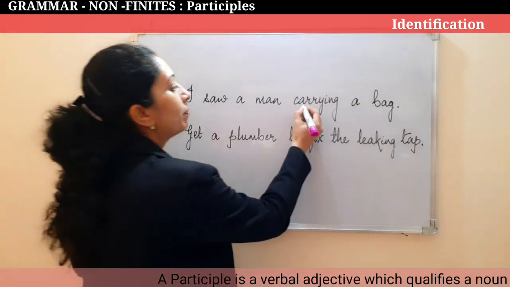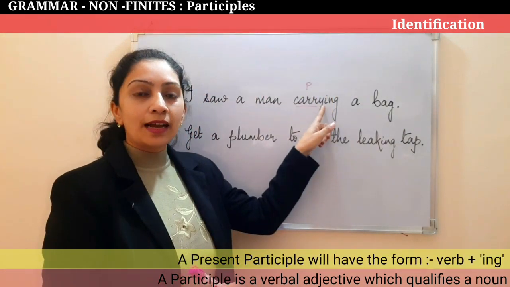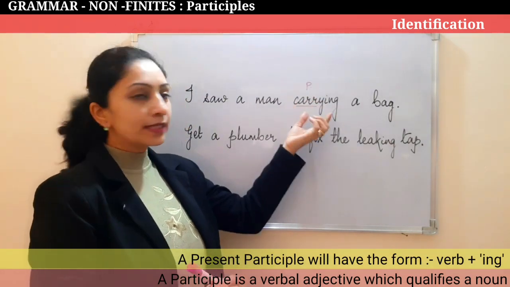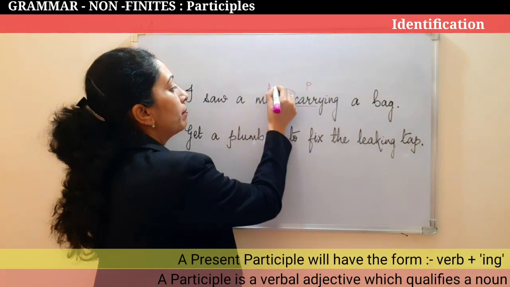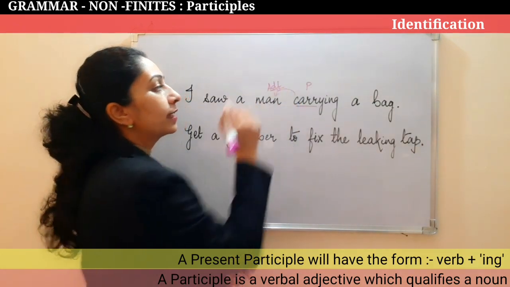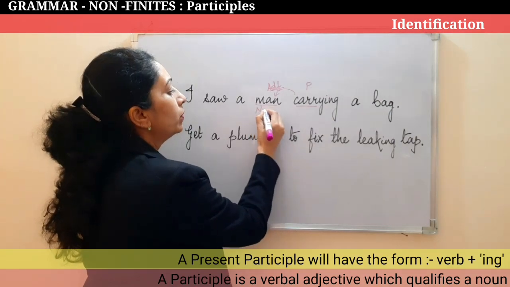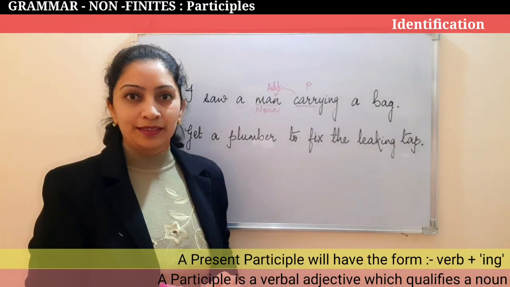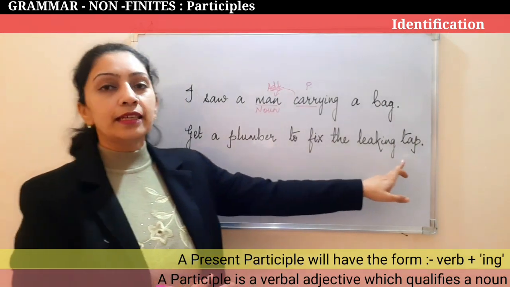Now here the participle is this word, carrying, because it has ing and it is formed from the verb carry. But this carrying acts like an adjective to the noun man. Because it acts like an adjective to the noun man, it becomes a participle. Come to the second one: Get a plumber to fix the leaking tap.